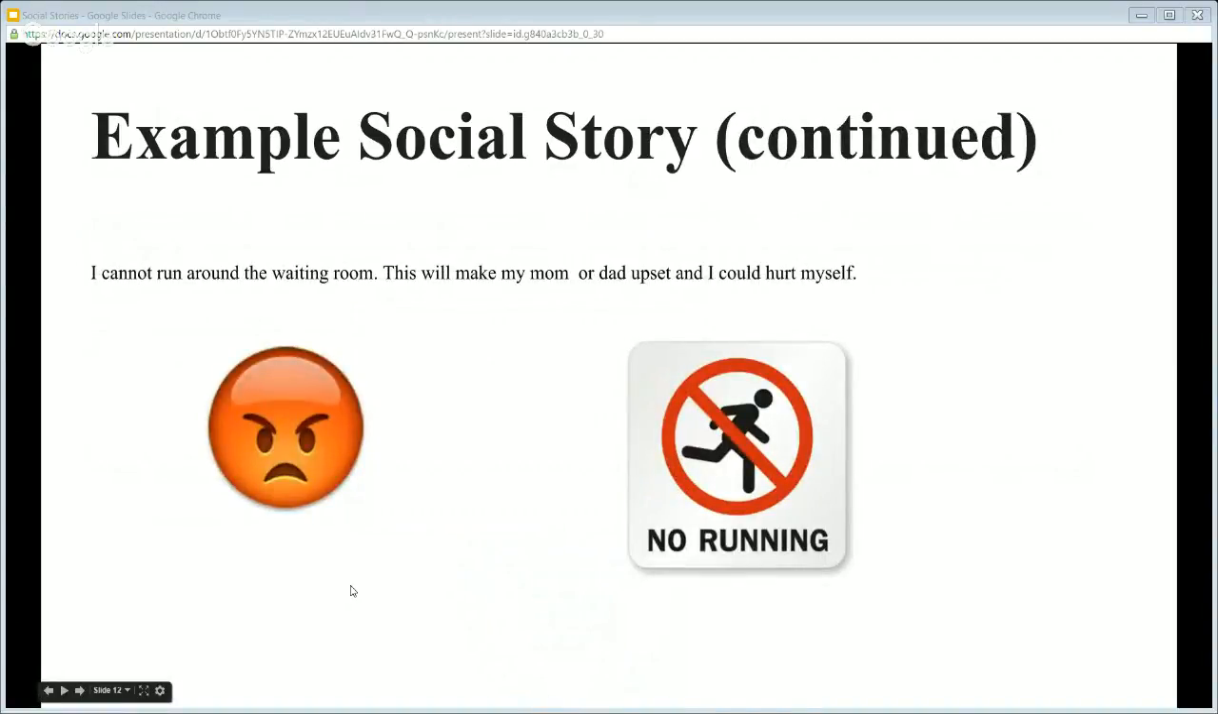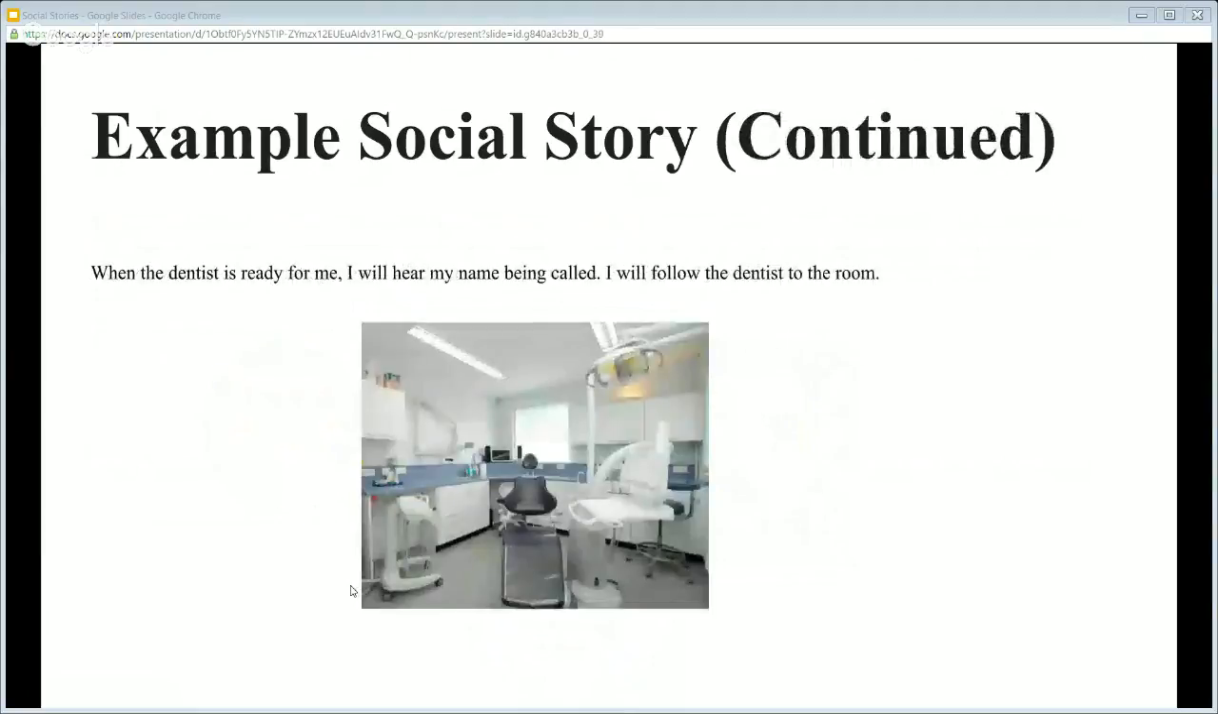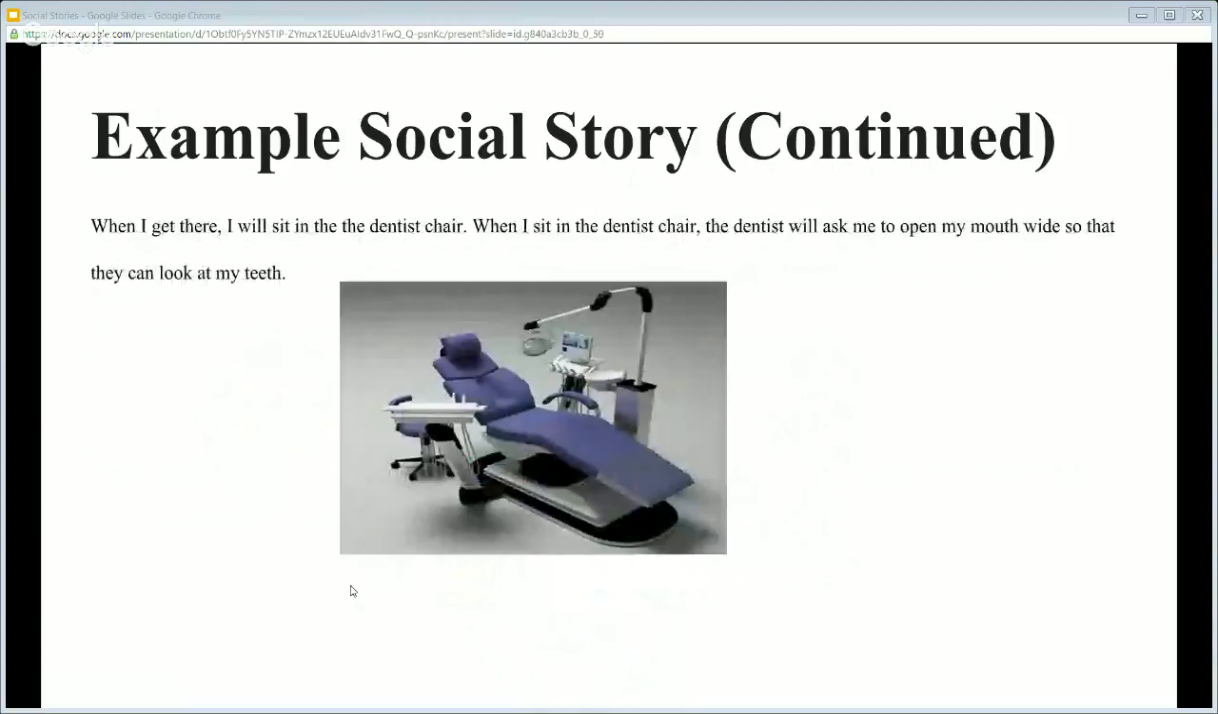I cannot run around the waiting room. This will make my mom or dad upset, and I could hurt myself. Soon, I will hear my name being called. I will follow the dentist to the room. When I get there, I will sit in the dentist chair. When I sit in the dentist chair, the dentist will ask me to open up my mouth wide so that they can look at my teeth.